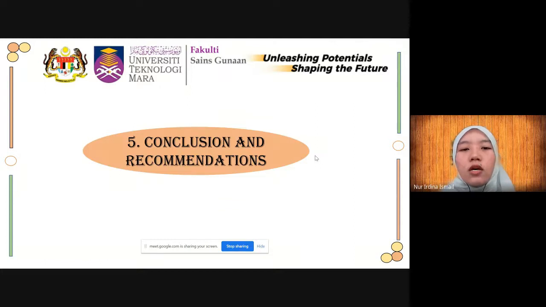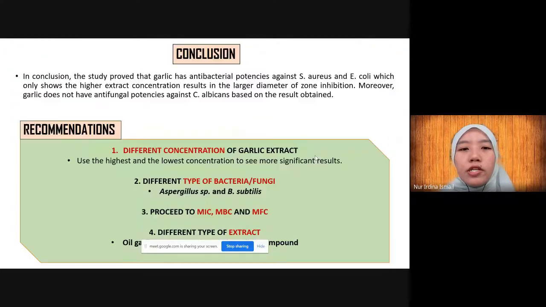Fifth, conclusion and recommendation. The conclusion of the study proved that garlic has antibacterial potency against Staphylococcus aureus and E. coli, where a higher extract concentration results in a larger diameter of zone of inhibition. Moreover, garlic does not have antifungal potency against Candida albicans based on the results obtained.